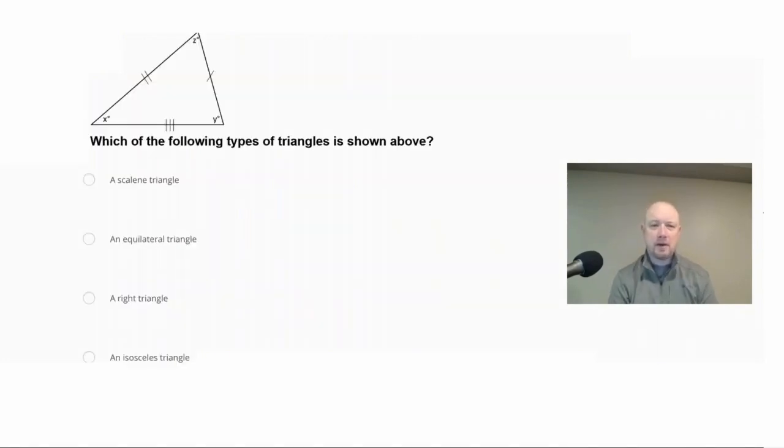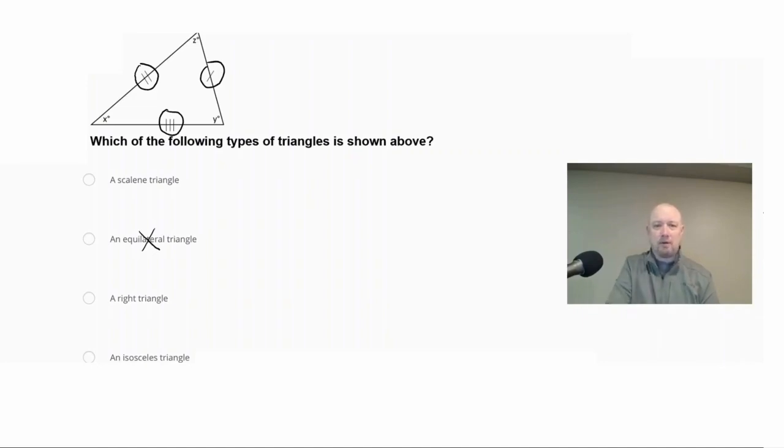Problem 3. Which of the following types of triangles is shown above? Is it a scalene triangle, an equilateral triangle, a right triangle, or an isosceles triangle? What we want to help students identify here is that these are called tick marks. If there are a different number of ticks, that means the sides are different. We can eliminate equilateral triangle because in an equilateral triangle, all 3 sides would be the same, with the same number of markings on each side.